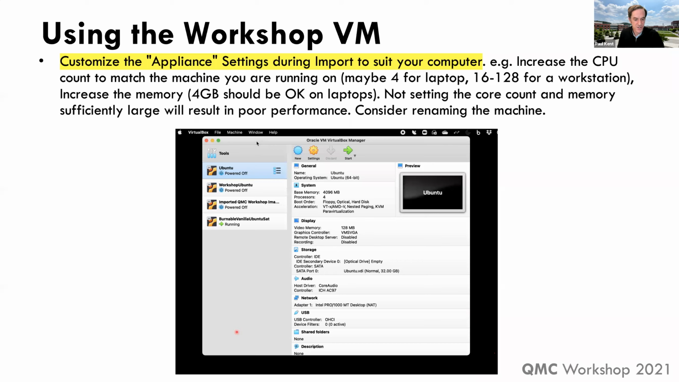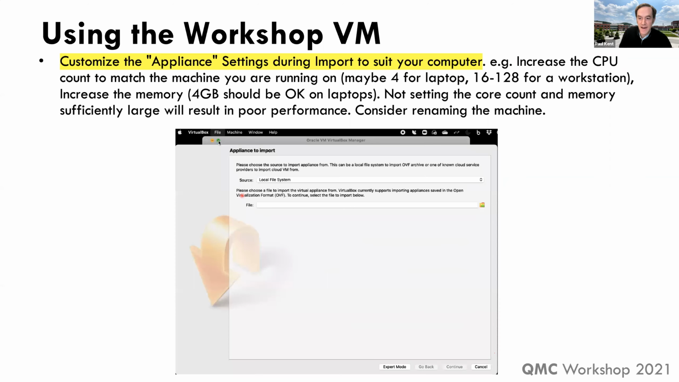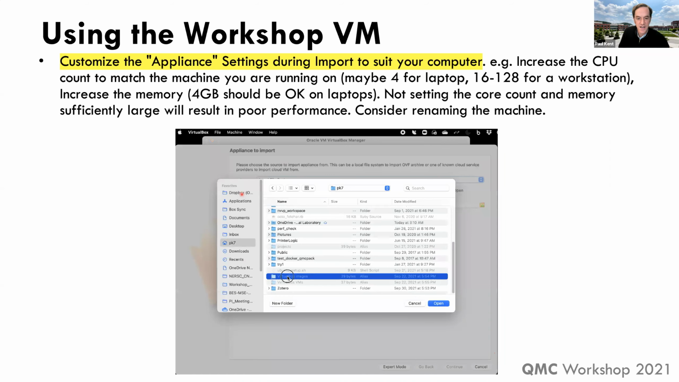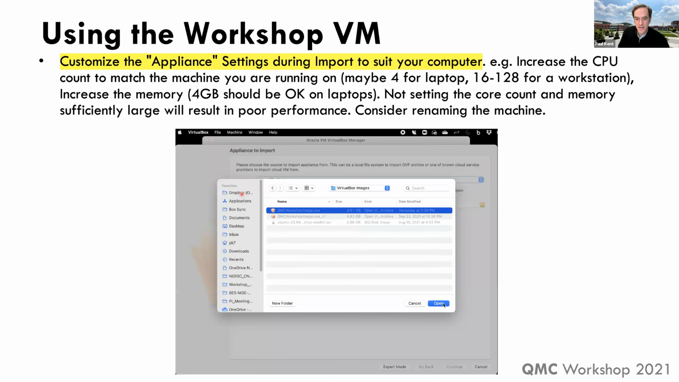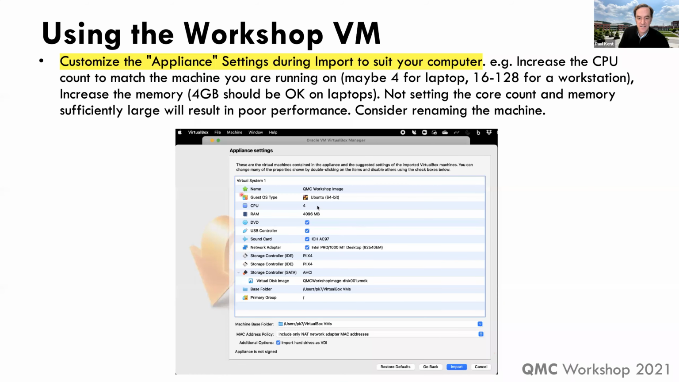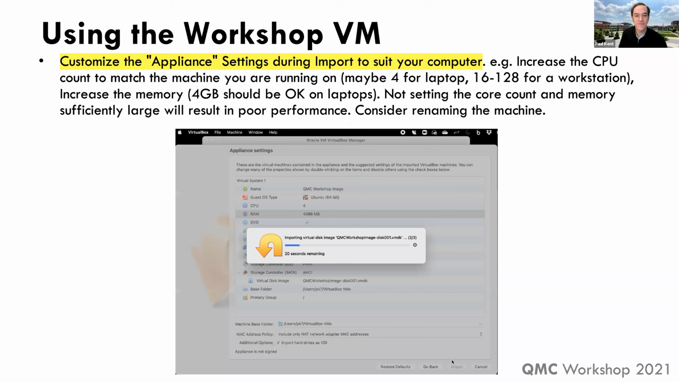So let me just show that. Hopefully, there we go. This is what it looks like running on a Mac. I've got a few-year-old Mac laptop. So I go to File, Import. I have to remember where I put the downloaded image. Just select the image, hit Open, hit Continue. The main thing to check here is that the CPU count and the memory usage is appropriate. Then we hit Import, and this will take a few minutes. So let's not wait for all of that.